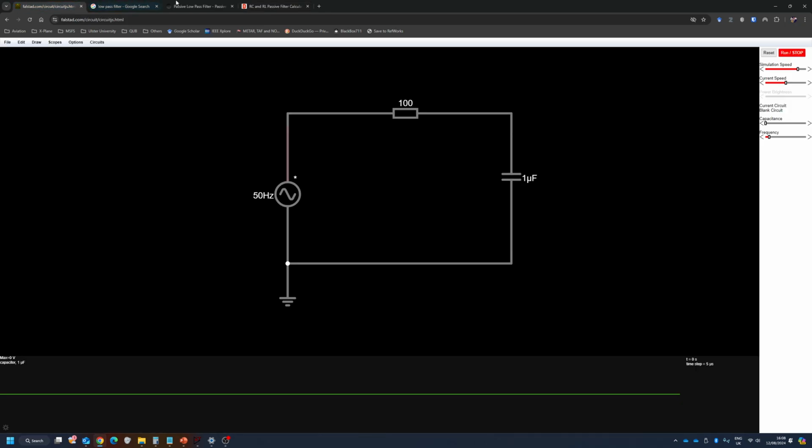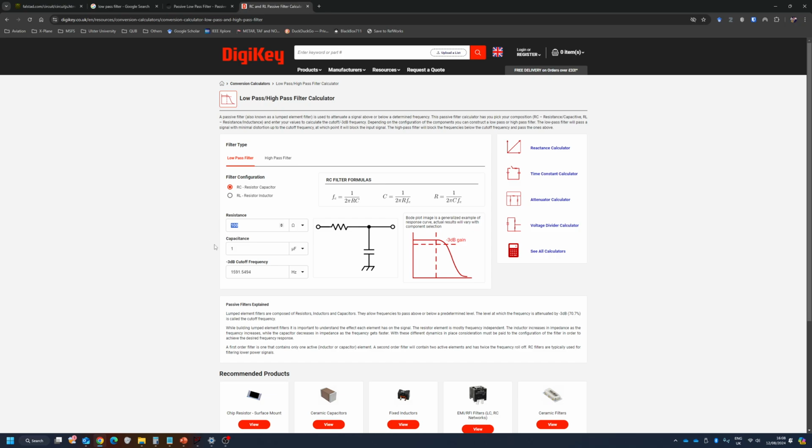And let's look at my simulator. So yeah, it is right here. We have a resistance of 100 ohms, a capacitance of 1 microfarad, and we can see that the 3 dB cutoff frequency is almost 1.6 kilohertz. And as I increase this, let's try to find something close to 100 hertz. When my capacitance is 16 microfarad, I should have a 3 dB cutoff frequency of almost 100 hertz.